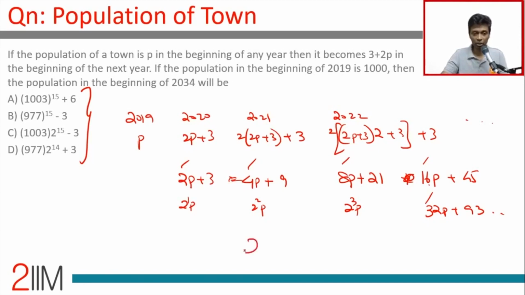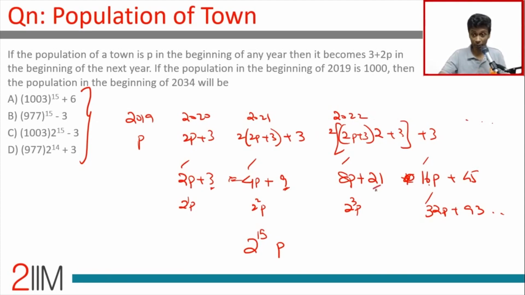So finally, we've got to have 2 power 15 into p. In our case, p is 1000. We'll worry about that, plug that in at the end. And that part we have solved. Next part, this is 3. It becomes 9. Why 9? 3 into 2 plus 3. Now, what does it become in the next step? It becomes 3 into 2 into 2 plus 3 into 2 plus 3.